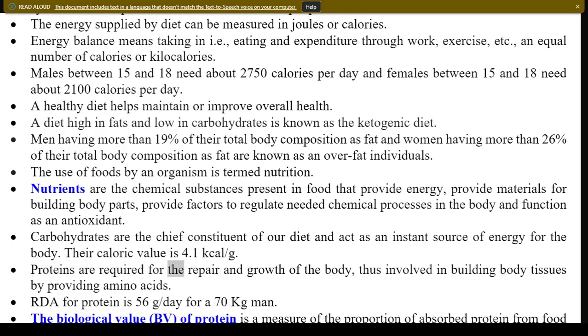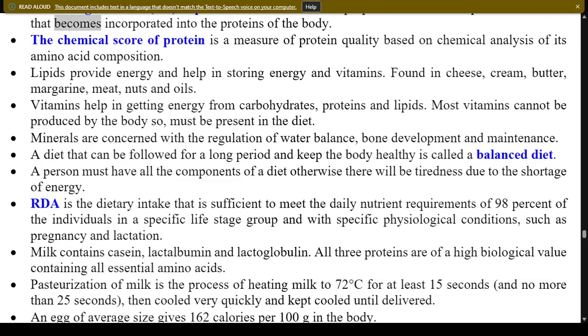Proteins are required for the repair and growth of the body, thus involved in building body tissues by providing amino acids. RDA for protein is 56 g/day for a 70 kg man. The biological value, BV, of protein is a measure of the proportion of absorbed protein from food that becomes incorporated into the proteins of the body. The chemical score of protein is a measure of protein quality based on chemical analysis of its amino acid composition.